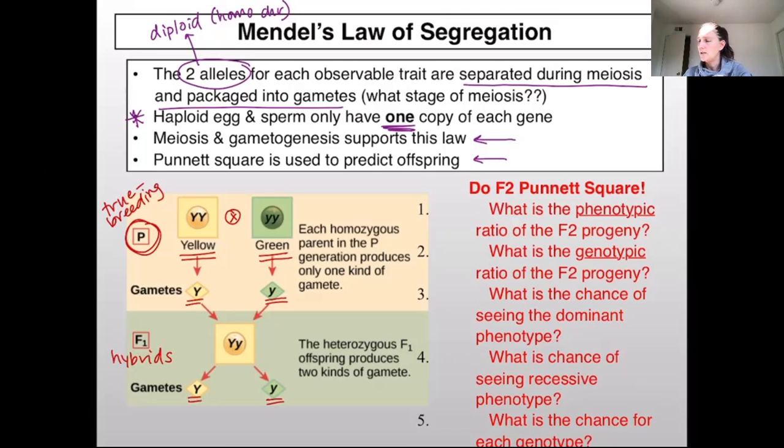So your job is to do the F2 Punnett square. We're going to talk about what the phenotypic ratio is, what the genotypic ratio is, what is the chance of seeing a dominant phenotype, what is the chance of seeing a recessive phenotype, and what is the chance of each genotype. All right, so let's go ahead and do that together.